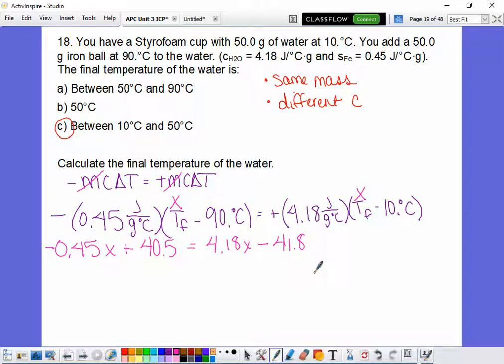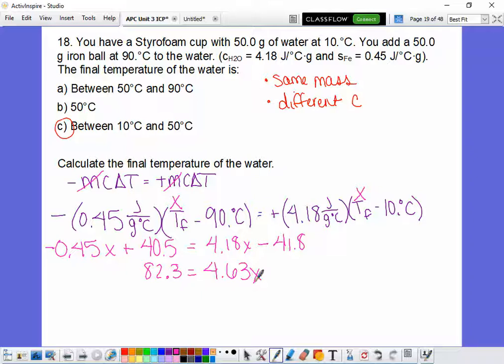And now we're going to combine like terms, move things over. What I did is I moved my constant value over to the left and my x value over to the right. So I get 82.3 equals 4.63x. And now how do we solve for x? Divide by 4.63.